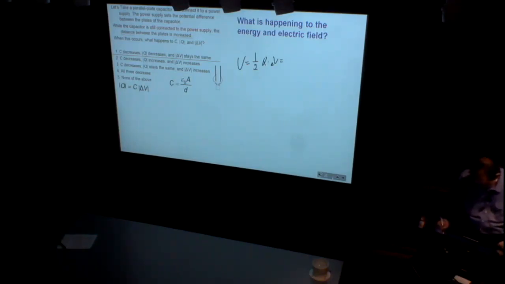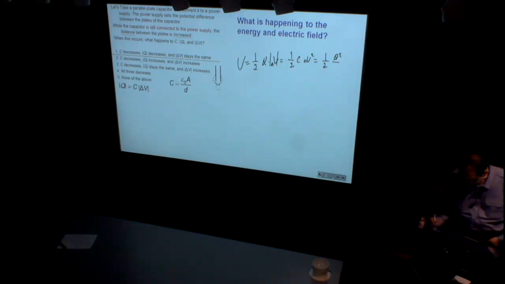Q equals C times delta V, 1/2 C times delta V squared, and technically I should use an absolute value, and 1/2 Q squared over C, delta V equals Q over C.